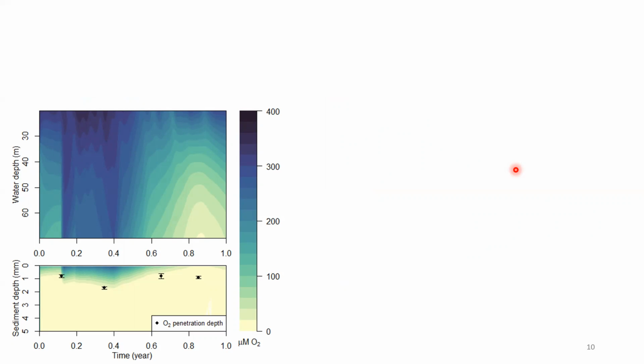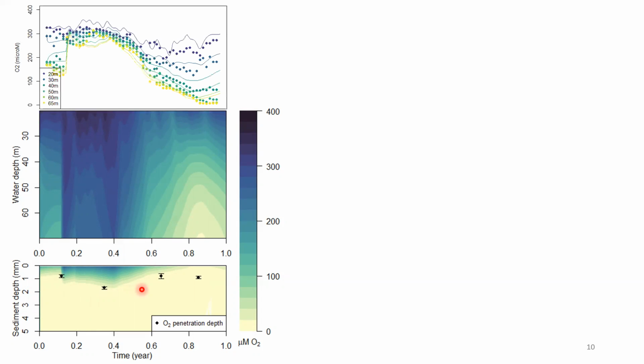So when we use all those parameters in our model, we can predict the water column oxygen concentration throughout the year, and also the sediment oxygen concentration. You can see that these points with error bars are the oxygen penetration depth that we measured from our microsensor profile, which closely match the model result.